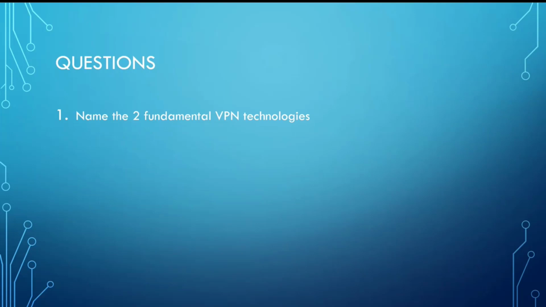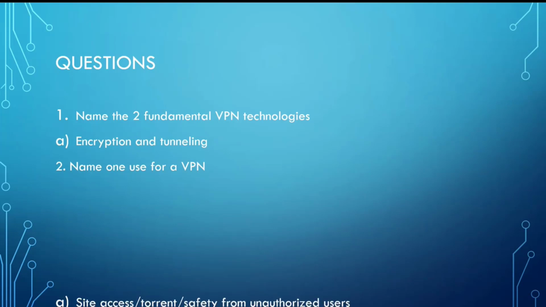There's questions. Name two fundamental VPN technologies. Ruben. Name two fundamental VPN technologies. Encryption, and tunneling. Yes. Name one use for a VPN. To protect your data and use Netflix in different countries. Yes.